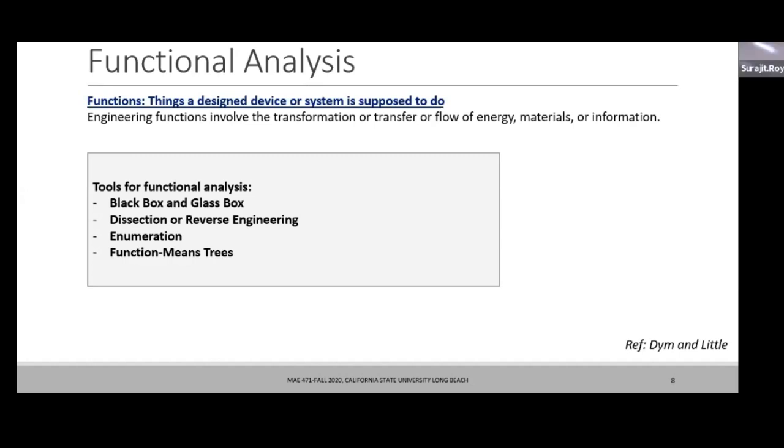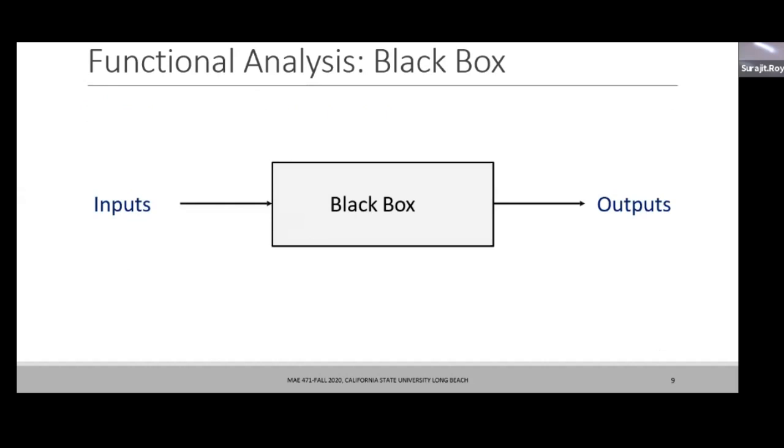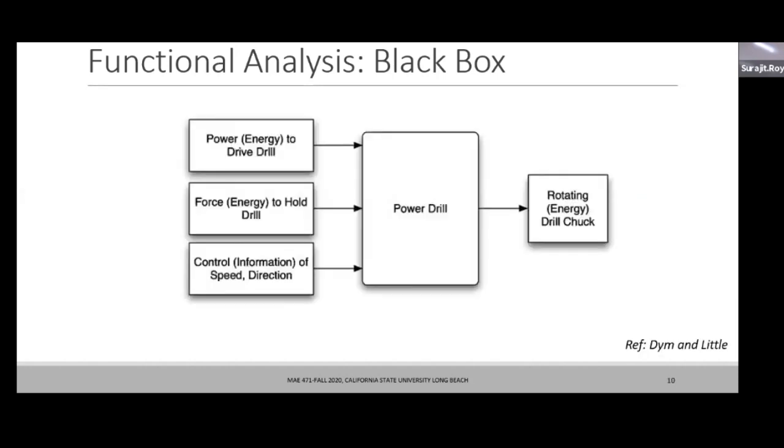Cool. So similarly, there are other tools like the enumeration technique and function means tree, which we actually saw. So let's go through the black box. Black box basically means you know the inputs, you know the outputs. What is going on inside, you are not aware of, or you are not concerned about. So that is what we call the black box technique.